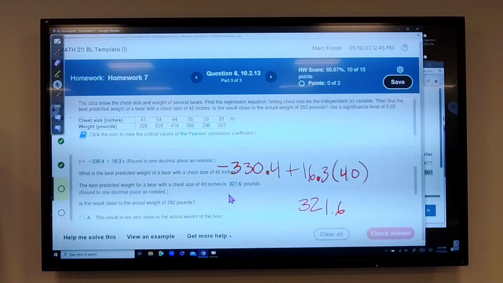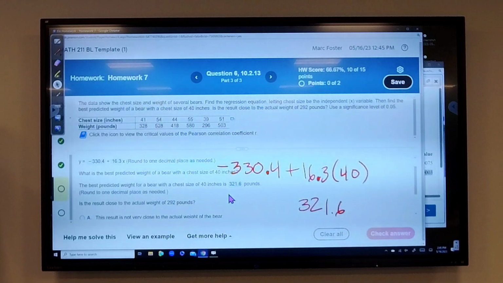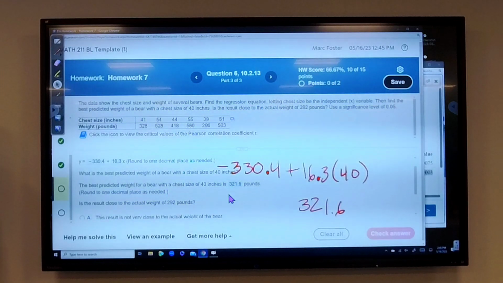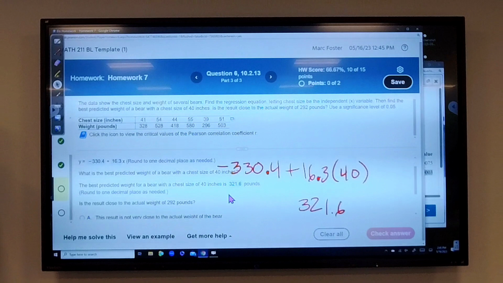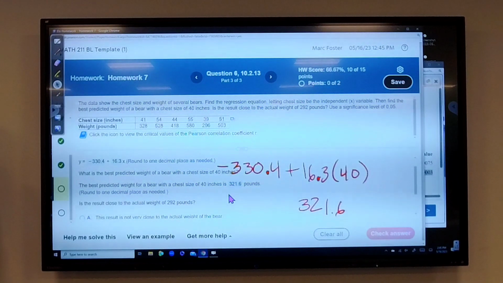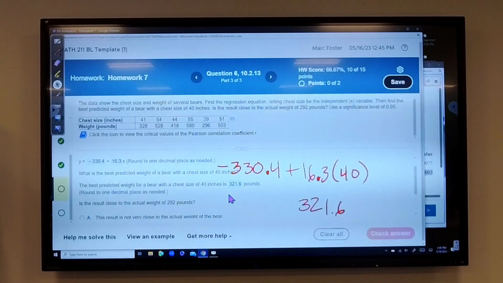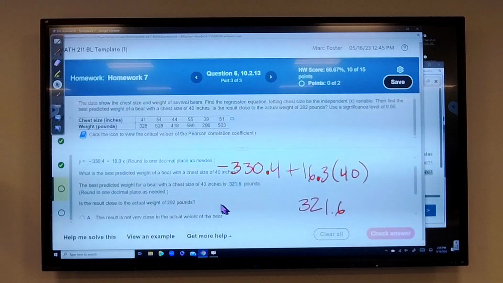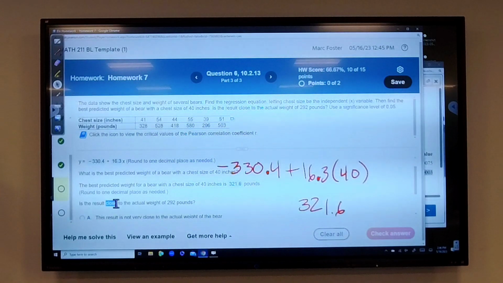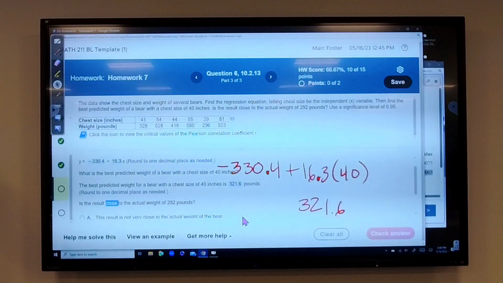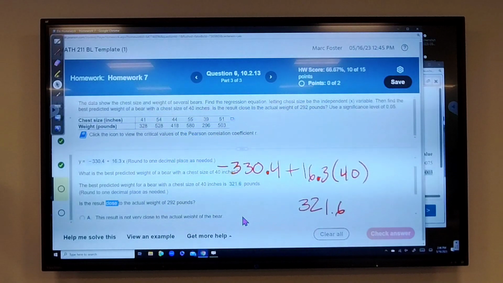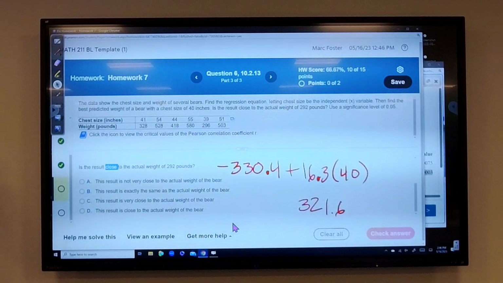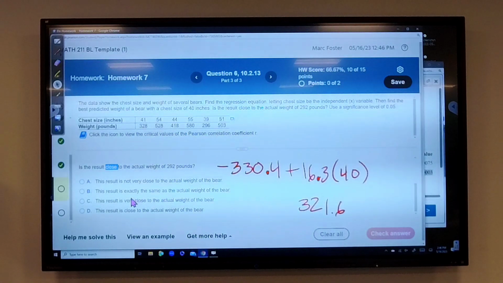And the last part of this question, they're asking, is your prediction close to what actually happened? They're telling me that they went out and found a bear whose chest was 40 inches, and that that bear actually weighed 292 pounds. The problem with this question is that we don't have a definition of close. I don't know what they mean by close. So I sort of have to just look at the answer choices and make my best guess.